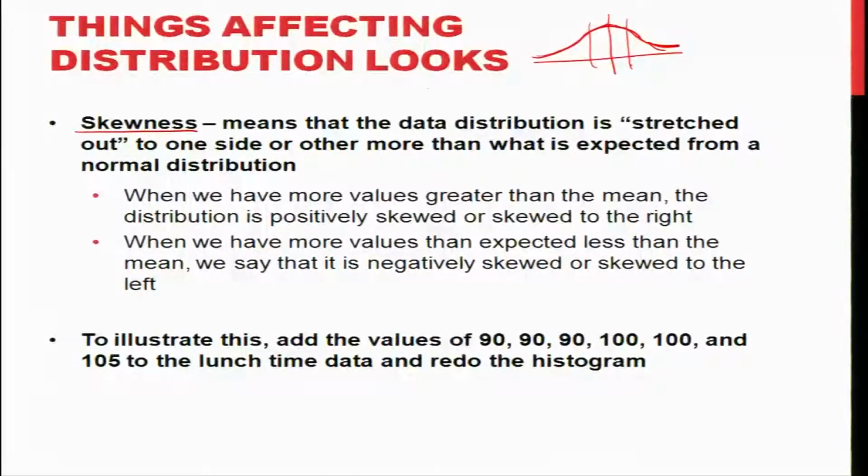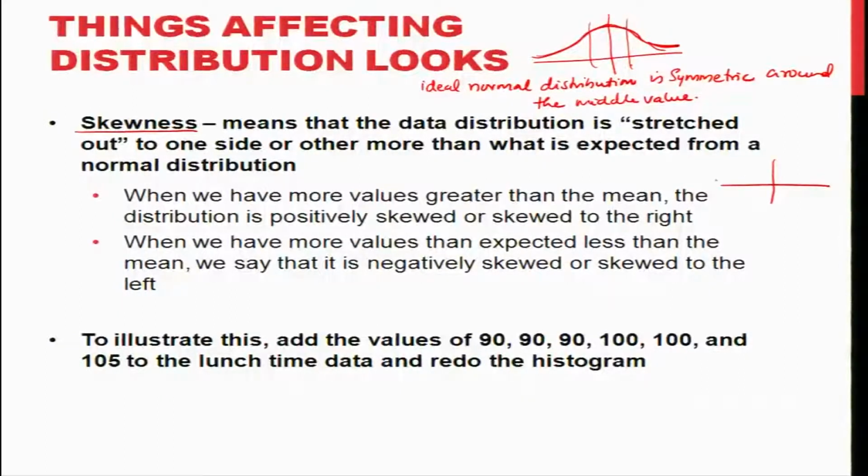So, an ideal normal distribution is symmetric around the middle value, which is typically the mean. But if the distribution is moved more to one side than the other, then we can say that the distribution is stretched out. For example, if the distribution is something like this, then it can be called a skewed distribution. So, skewness is a measure of the symmetry of the distribution.